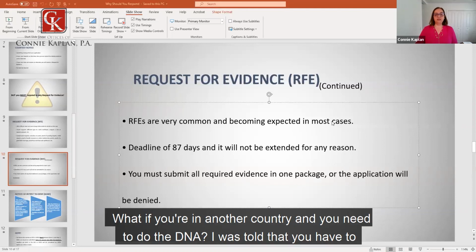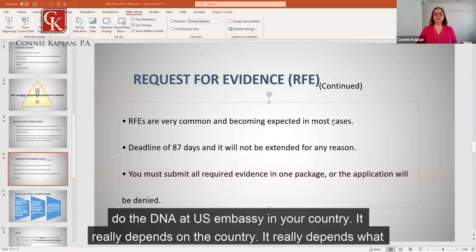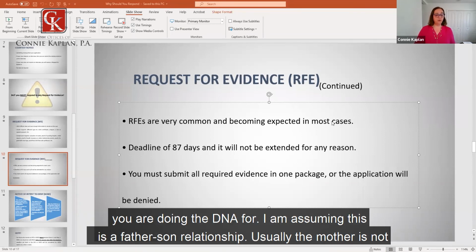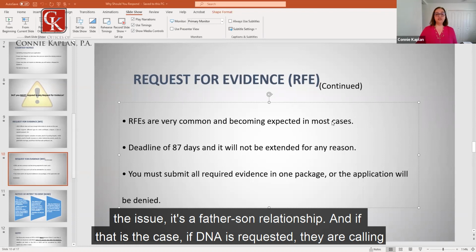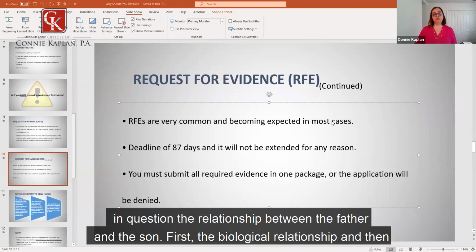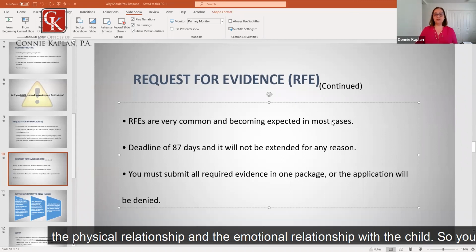What if you're in another country and you need to do the DNA? I was told that you have to do DNA at the US Embassy in your country. It really depends on the country. It really depends what you are doing the DNA for. I am assuming this is a father-son relationship. Usually the mother is not the issue, it's a father-son relationship. And if that is the case, if DNA is requested, they are calling into question the relationship between the father and the son. First, the biological relationship, and then the physical relationship and the emotional relationship with the child.